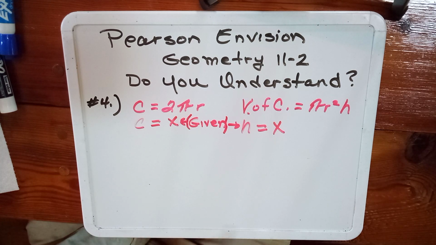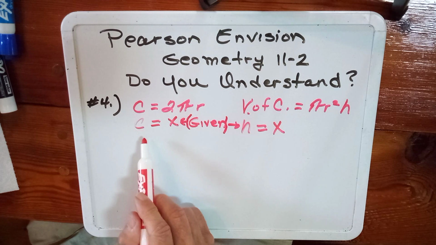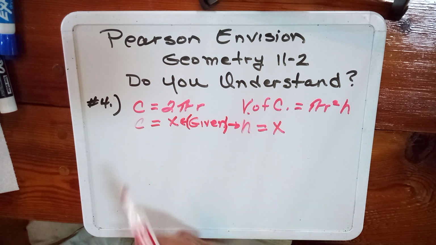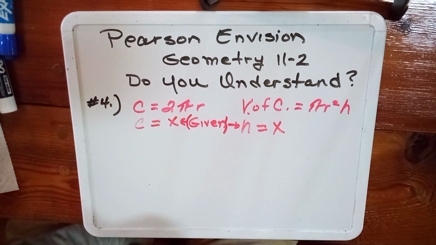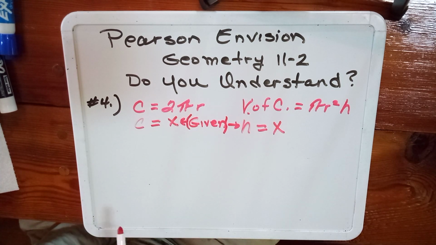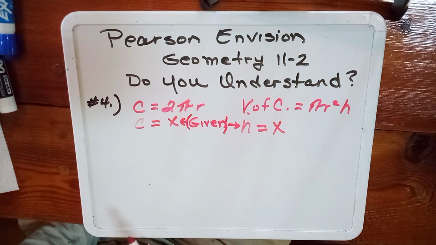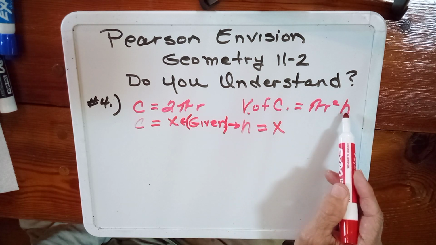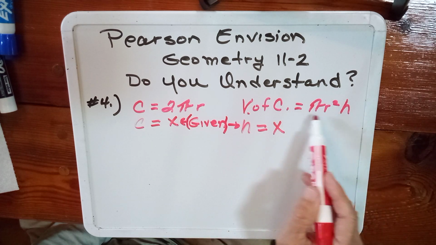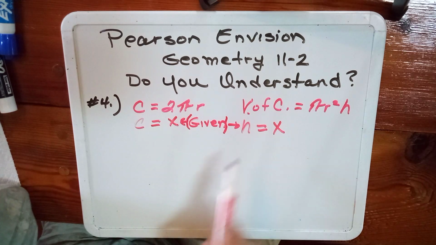They have given us two things. They tell us that the circumference, and I'm using capital C for circumference because my pen is fat and my word is long, is equal to x. That's kind of odd, but that's what they tell us. They also tell us that the height is equal to x. And as you can see, there is a height in our equation, which is going to give the new expression for the volume given this information.